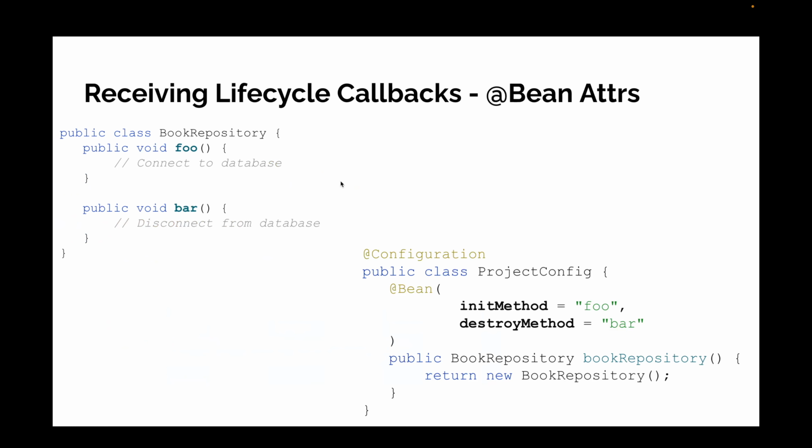The third way is we can use bean attributes. So there are two attributes for the bean annotation: init method, where we can specify the method which is used to initialize, and destroy method, which is invoked just before destroying the bean. So in this case, for init method we are using foo. So the foo method will be used just after the bean has been initialized, and the destroy method is bar. So bar will be used just before the bean is about to be destroyed.